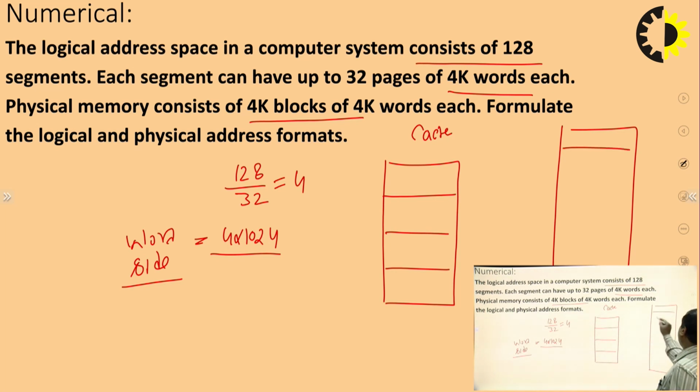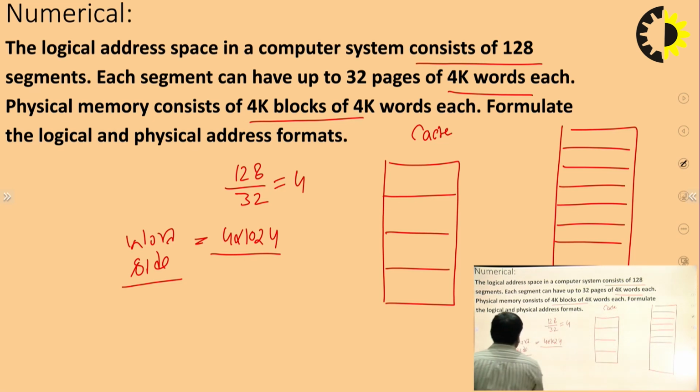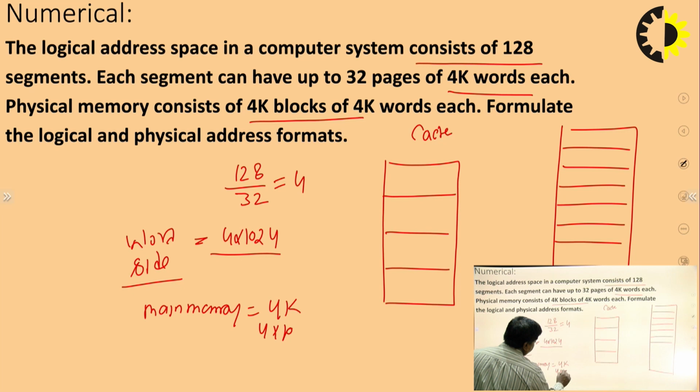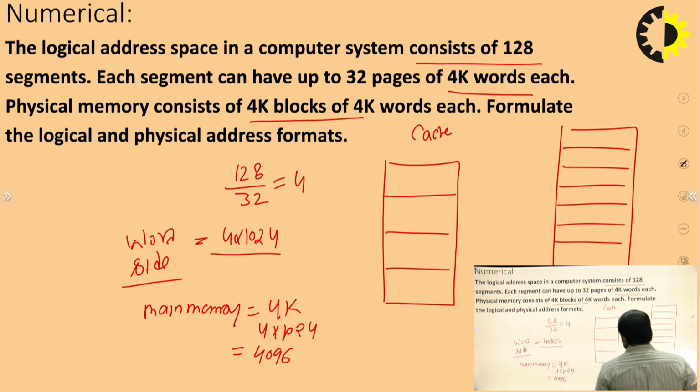Okay. Now, how many number of blocks are available in the main memory? That is 4K. 4K means 4 into 1024, that is the value of the K. It means 4096 number of blocks available in the main memory.